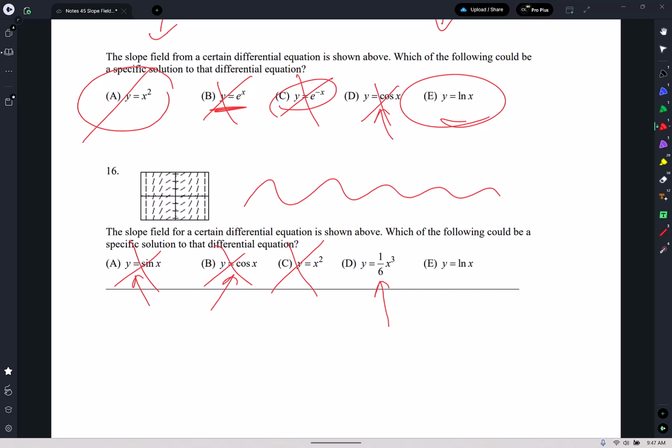Does it look like it could be a cubic? Yeah, it definitely looks like it could be a cubic. Look, guys, that's what it looks like. Cubics look like that. And then it's not an ln x. So there it is, it's letter D. It's a cubic. All cubics look like that if it's just a simple third power. All power threes look like that.